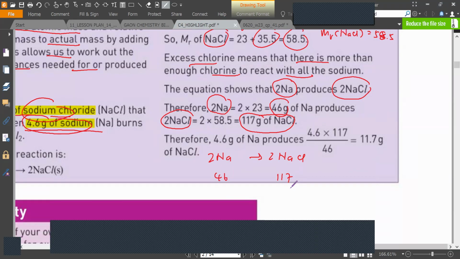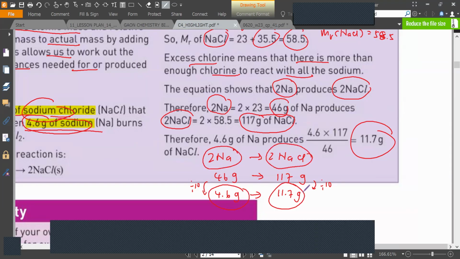But what if we just put 4.6 grams? This will be divided by 10, so 117 divided by 10 means 11.7 grams. So in the end, if we put 4.6 grams of sodium, we will get 11.7 grams of sodium chloride. So that's one calculation that we can do.